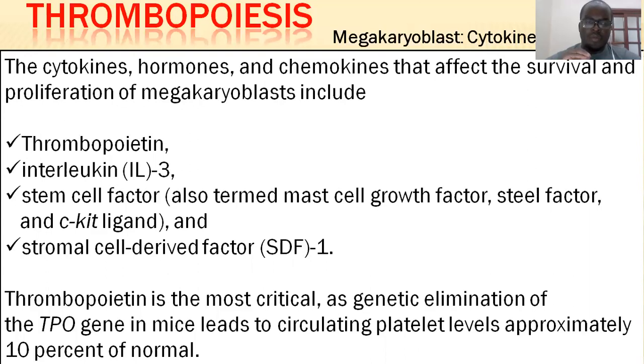Like I said, thrombopoietin is the most important or critical one for platelet function, because it's the one stimulating the production of platelets. If you do an experiment whereby you eliminate the gene that codes for thrombopoietin, you find that the production of platelets reduces by about 90%, meaning that the animal or the human being will only be producing about 10%. So of these cytokines or hormones that stimulate the production of platelets, the most important one is thrombopoietin, because it's responsible for 90% of platelet production. The other 10% are these other cytokines. So it's very important in the production of platelets.